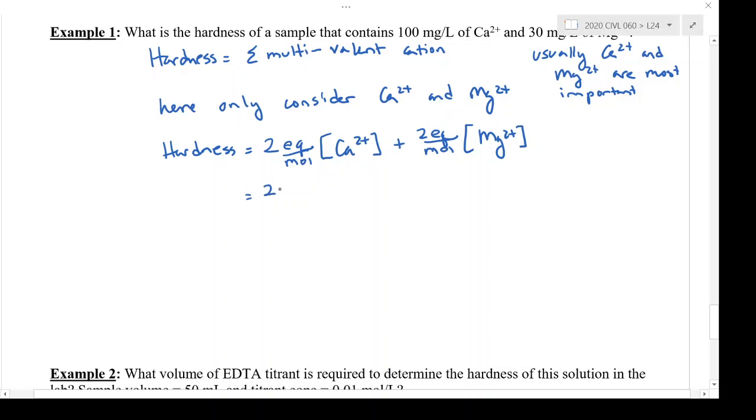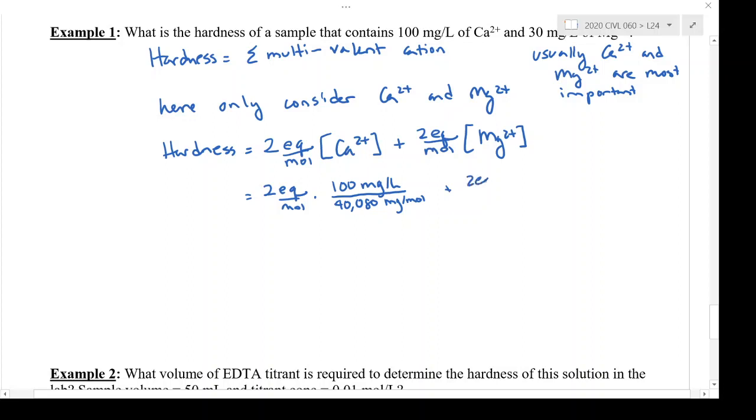And so this is going to be 2 equivalents per mole times the molar concentration of calcium. Now I was given the concentration in milligrams per liter. So I'm going to go ahead and write 100 milligrams per liter and then divide by the molecular weight, which is 40,080 milligrams per mole. And I like to do the conversion right in there. I just multiply all the things off the periodic table by 1,000 in order to do that.